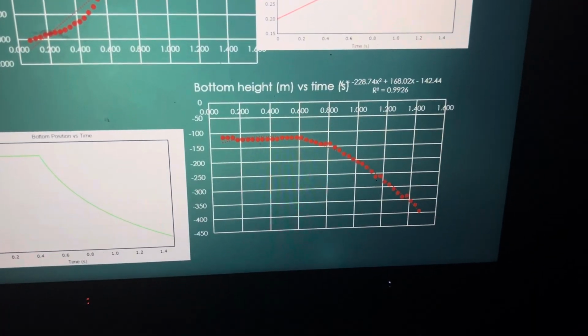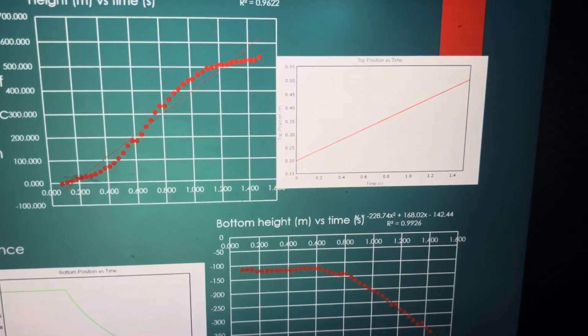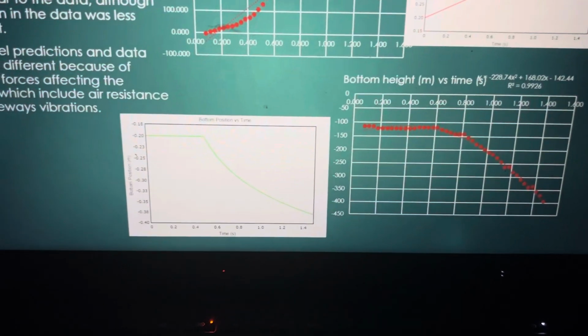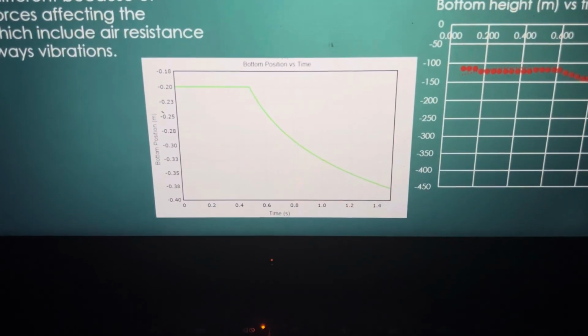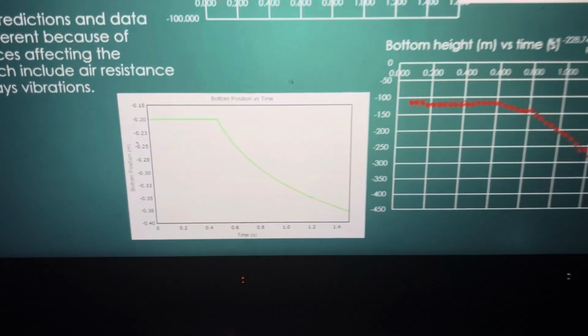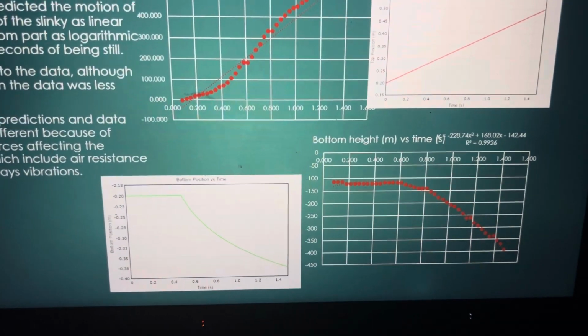So this is the height in the positive direction versus the time, and this is the height in the negative direction versus time, and then this is the model prediction. As you can see, it is much more perfectly linear, and this is the model prediction for the bottom position. After a few seconds, it is almost perfectly logarithmic, which differs slightly from the data.